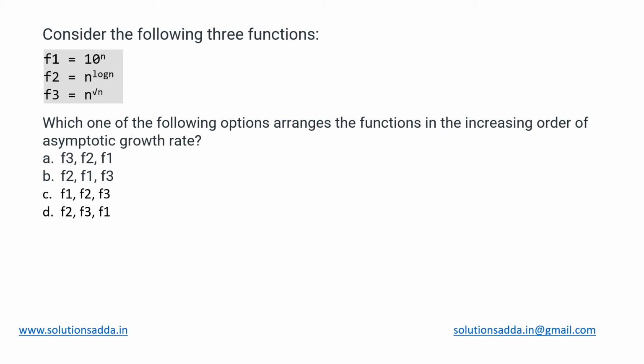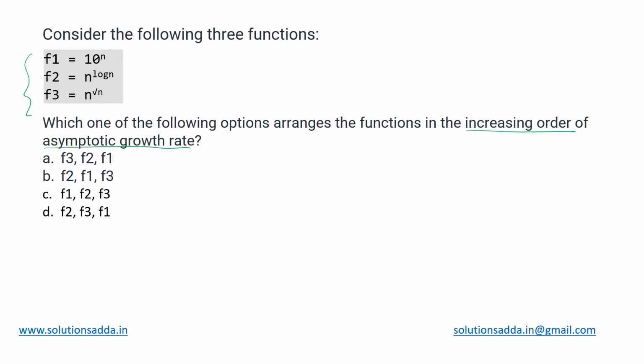This is an algorithms question based on asymptotic notations. We have been given three functions f1, f2 and f3 defined in terms of n. All of them resemble some kind of exponential function. We basically have to arrange them in the increasing order of their asymptotic growth rate.